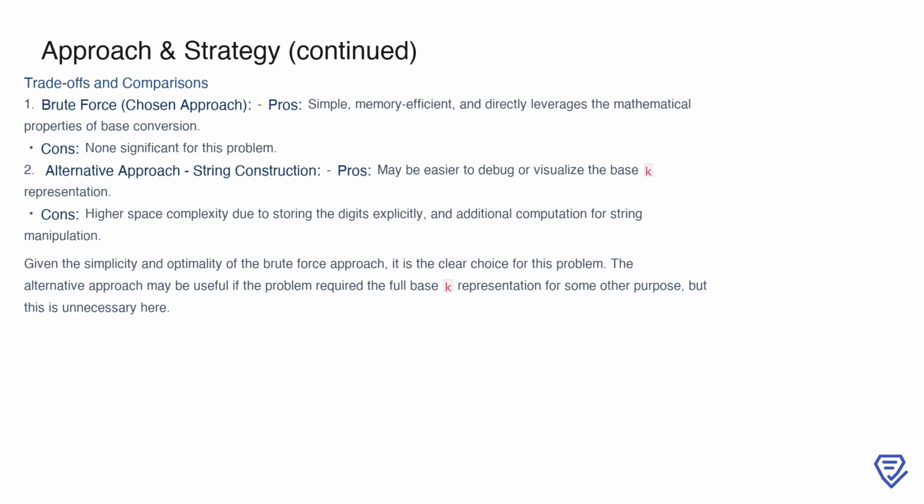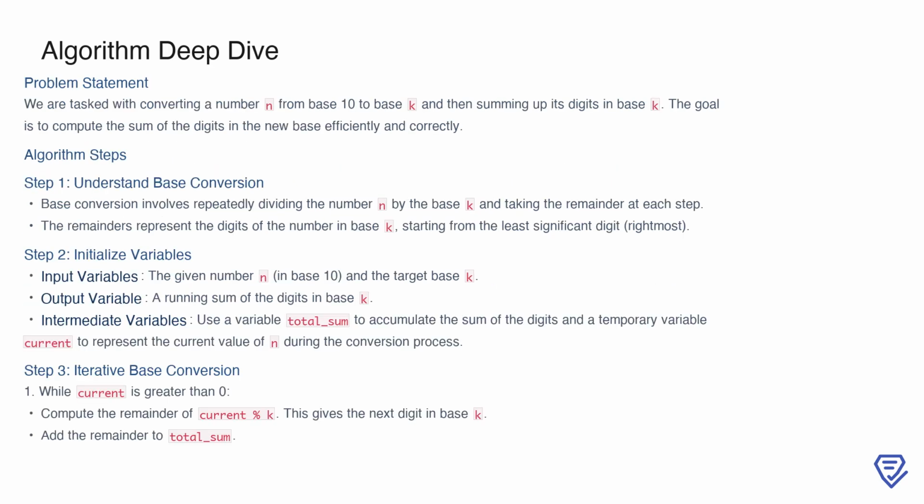The brute force approach not only meets the problem requirements efficiently but also avoids the downsides of additional complexity. While alternative methods could be useful if we needed the full base k representation for some other purpose, that is not the case here. This makes the brute force method the clear and optimal choice. The problem requires us to convert a number from base 10 to another base, denoted as base k, and then calculate the sum of the digits in this new base. To achieve this, we need a clear understanding of the base conversion process.